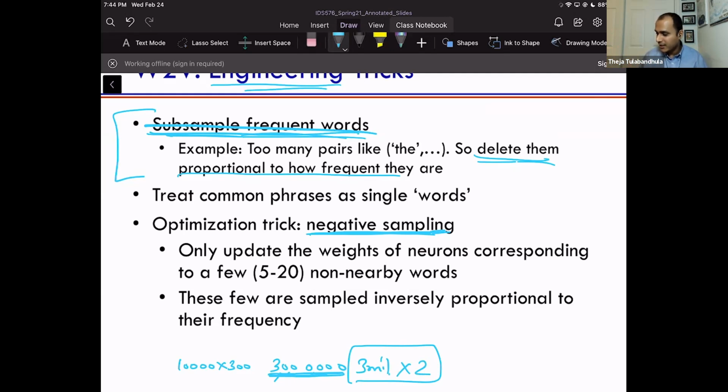So there's one more trick that they employ in the paper while coming up with these word vectors. They say, although I'm producing scores for every word, I'll only update the weights, forget about neurons, only the weights for a few non-nearby words.